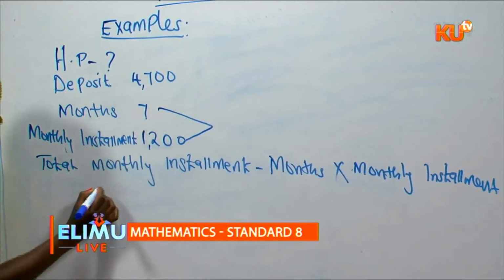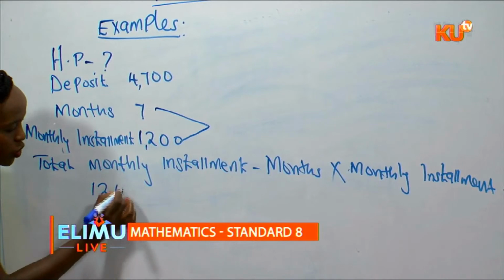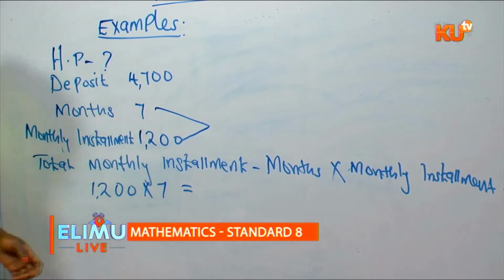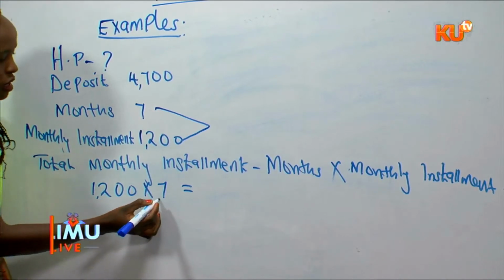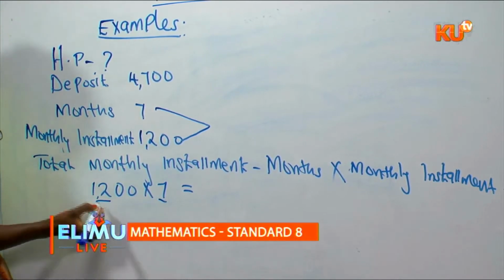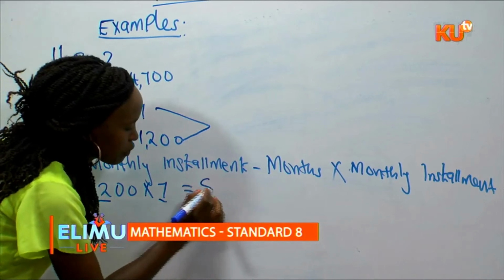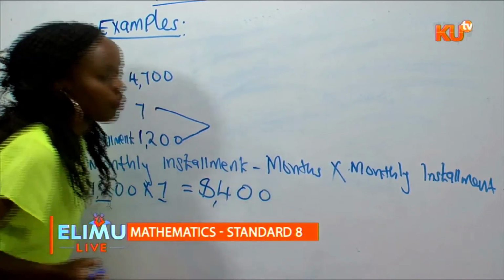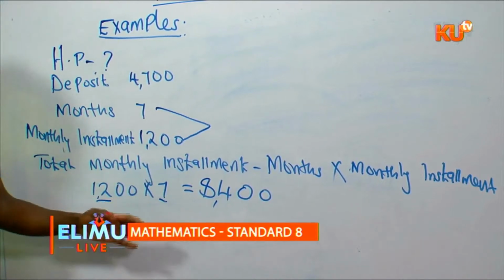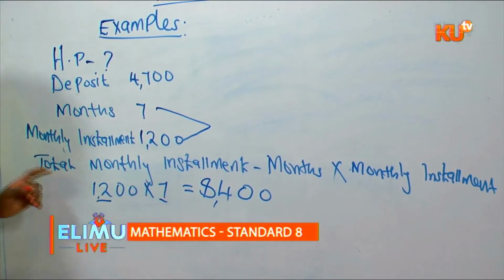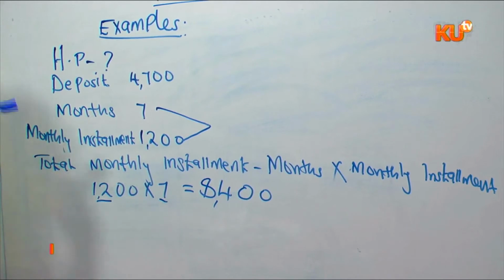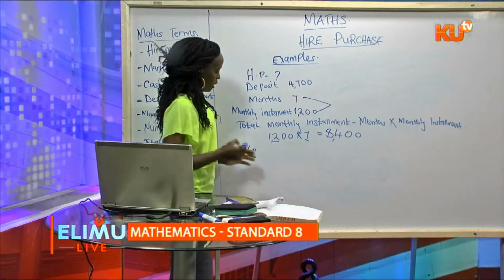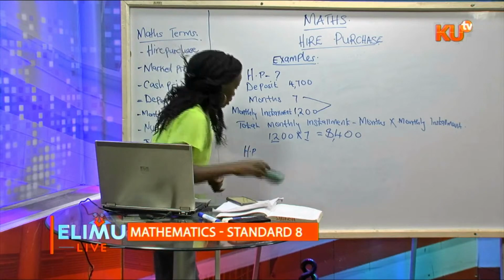So that is 1,200 times 7. So we are in class 8, you know how to calculate. This is 7 and this is 12. 7 times 12 is 84. And then we put the 2 zeros. We get 8,400. Now the 8,400 was the total monthly installment. We go to hire purchase. The question wanted us to get the hire purchase.